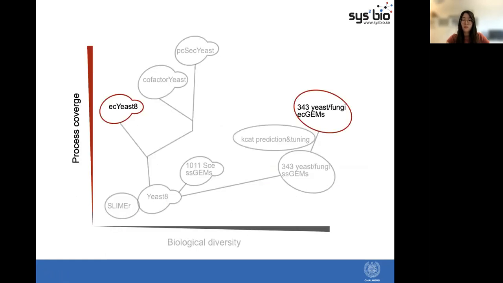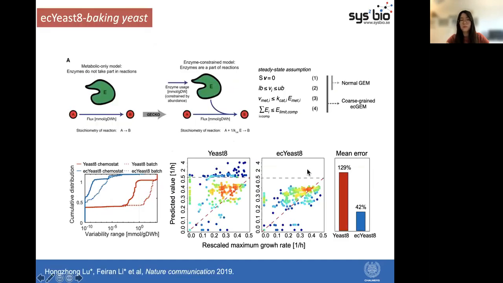And here I will start to talk about the first new constraints that we will add to the normal gene, enzymatic constraints. We will generate the enzymatic model for baking yeast based on the normal gene of baking yeast. And we will generate the enzymatic models for 300 yeast and fungi species based on the normal genes of 343 yeast and fungi species. And let's start talking about what the enzymatic constraints are.